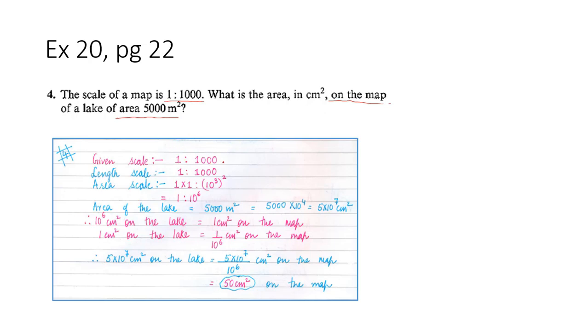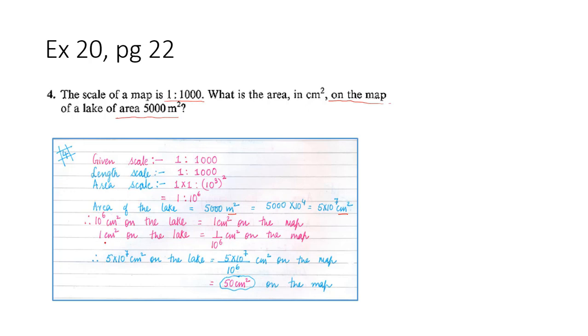Again, the given scale is 1:1000, which is the length scale. So the area scale, being square of that, becomes 1:10 raised to the power of 6. Further, the question says that the area of the lake is 5000 meters square. So since we are dealing with maps and scales, most of our lengths or areas will be in terms of either a centimeter square or a centimeter. So we convert the meter square to centimeter square. You're aware of the conversion now. So this gives us 5 into 10 raised to the power 7 centimeter square. So in other words, 10 raised to the power 6 centimeter square on the lake represents 1 centimeter square on the map, because the area scale is 1:10 raised to the power 6.